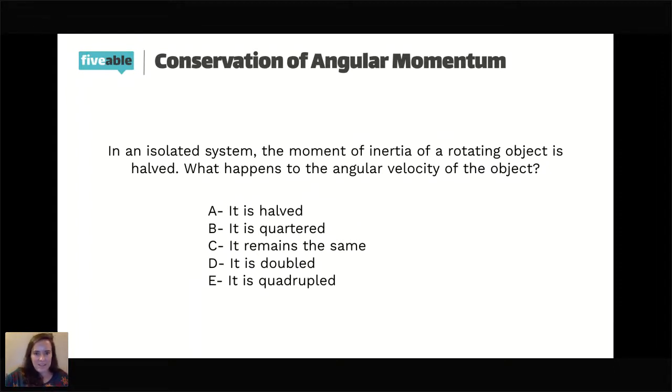The options are: it is halved, it is doubled, it remains the same, it is quadrupled. So in an isolated system, the moment of inertia of a rotating object is halved. What happens to the angular velocity of the object?